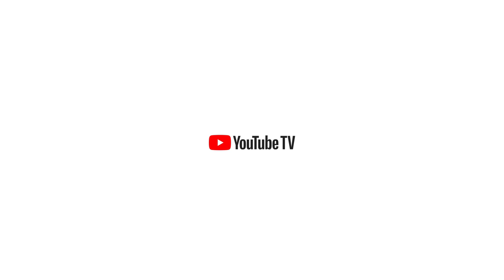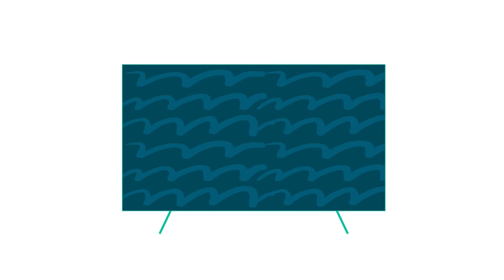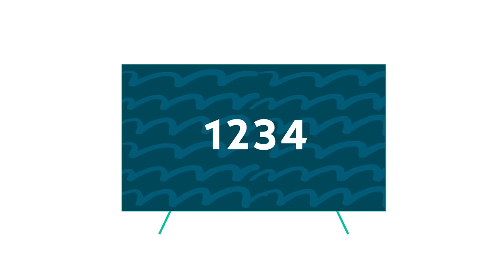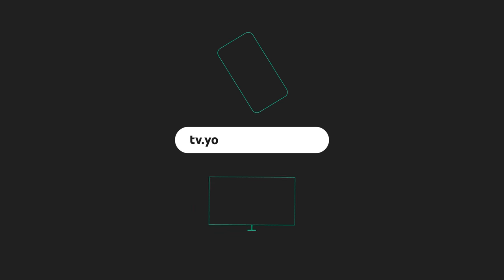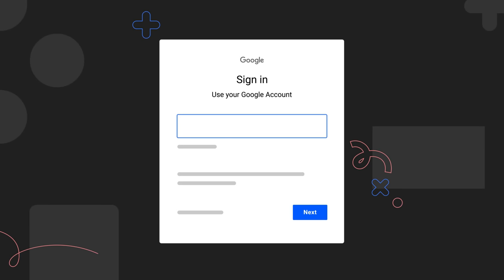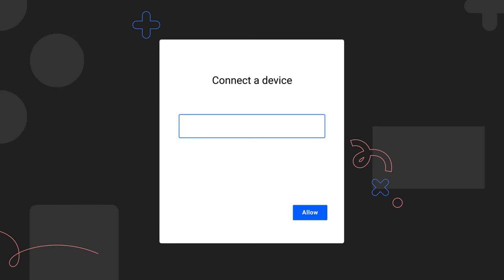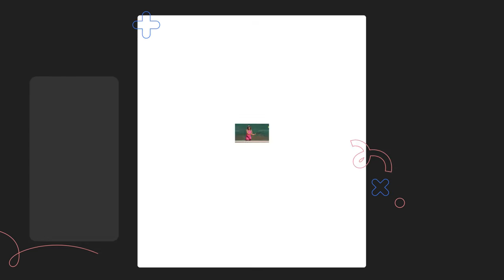Once you have the YouTube TV app open on your smart TV, an activation code will show up on your TV screen. Next, grab your mobile device or desktop, then go to tv.youtube.com/start. Whether you're starting a free trial or if you're already a member of YouTube TV, you'll be asked to log into your Google account. Enter the activation code from your TV, then click Allow to complete the process.